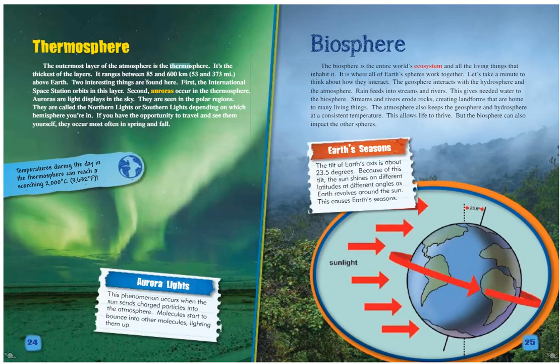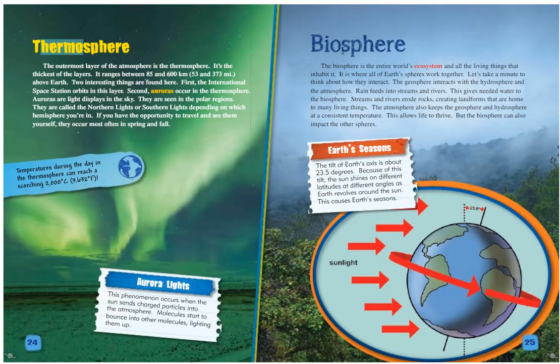Temperatures during the day in the thermosphere can reach a scorching 2,000 degrees Celsius, or 3,632 degrees Fahrenheit, because the sun is hitting it directly and causing it to heat up a lot. That's why it's called the thermosphere. And aurora lights, this phenomenon occurs when the sun sends charged particles into the atmosphere. The molecules start to bounce into other molecules, lighting them up. So that's what causes the aurora borealis, or the northern lights.